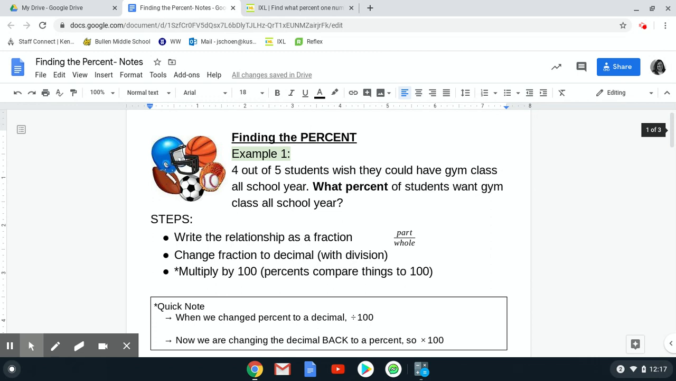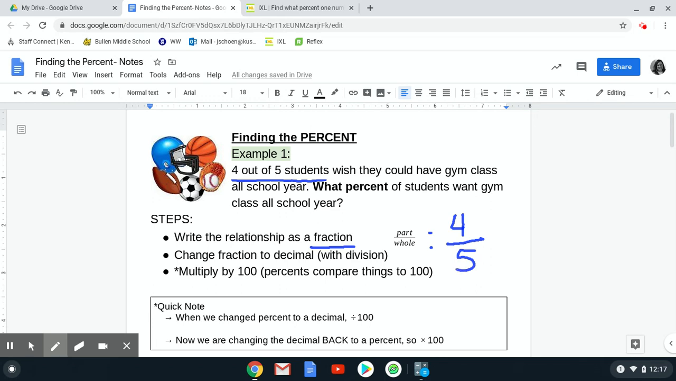4 out of 5 students wish they could have gym class all school year. What percent of students want to have gym class all school year? So we should write this relationship as a fraction. What part of the students want gym class out of how many total students? How many did we survey? It says 4 out of 5 students. So 4 is the part of students that said yes, I want gym all year, and they surveyed 5 students. So 4 out of 5.